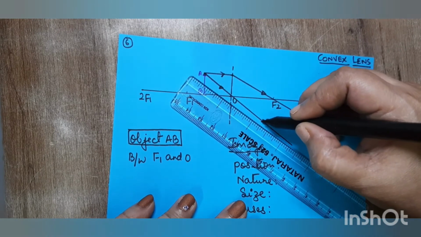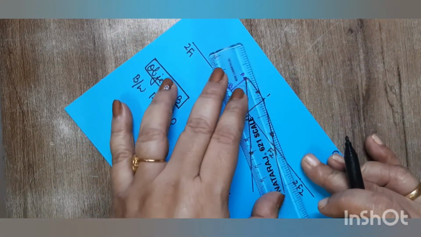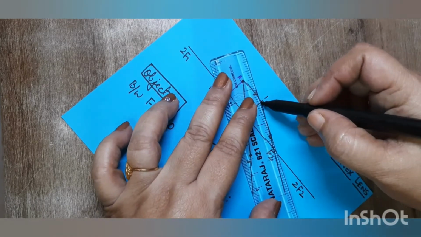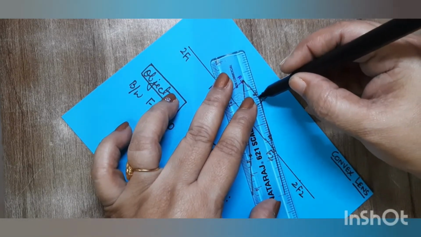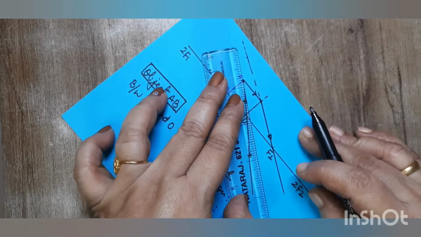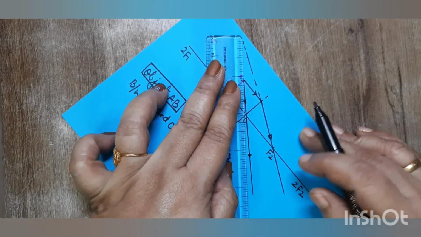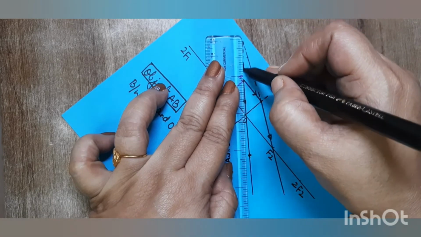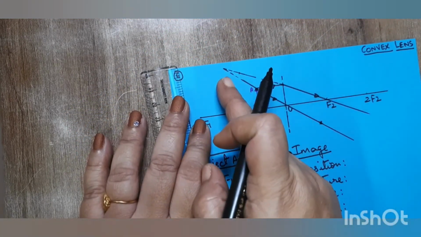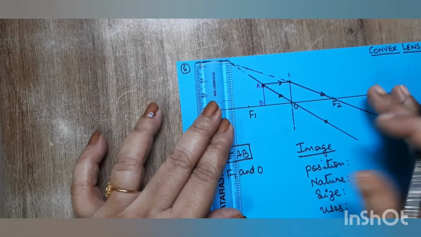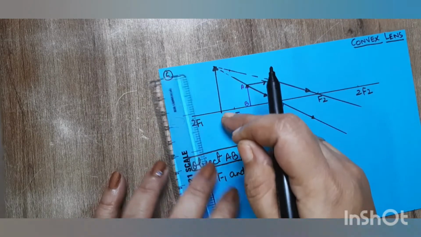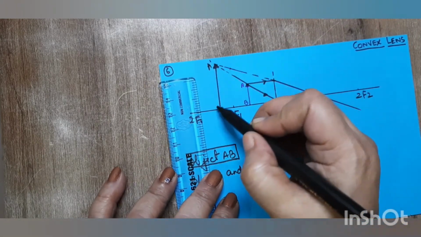So what we will do, we will produce this back, the ray from F traveling parallel. So we'll produce this here. This ray also we will produce it back, and they will meet in front of the lens. See, look at this point. So when they are produced back, these two rays meet and the image is formed in front of the lens, and this is A dash B dash.